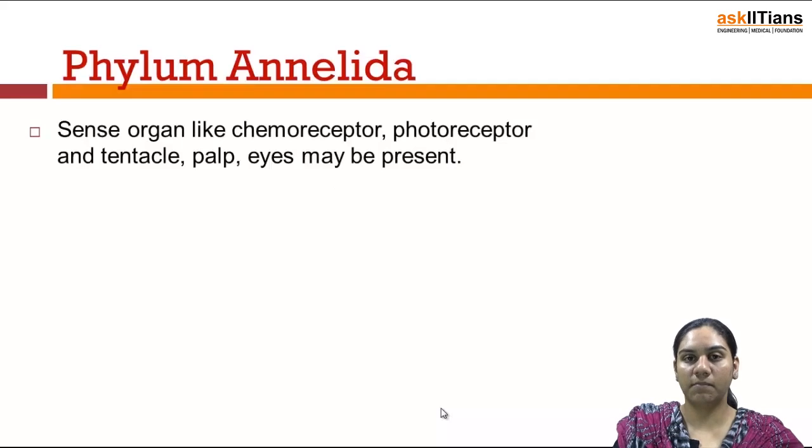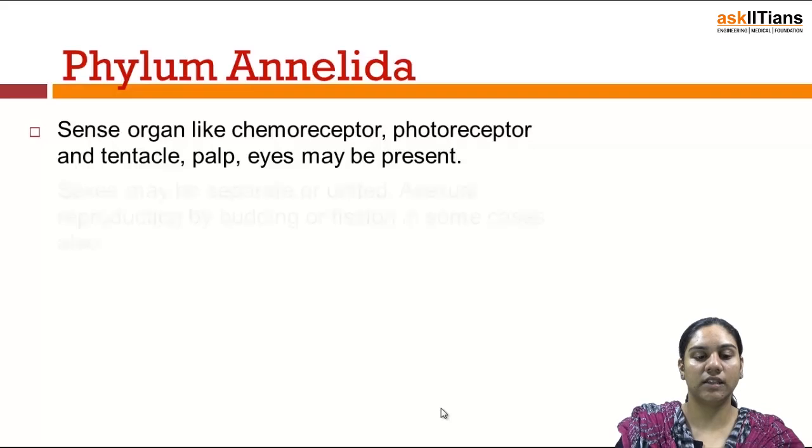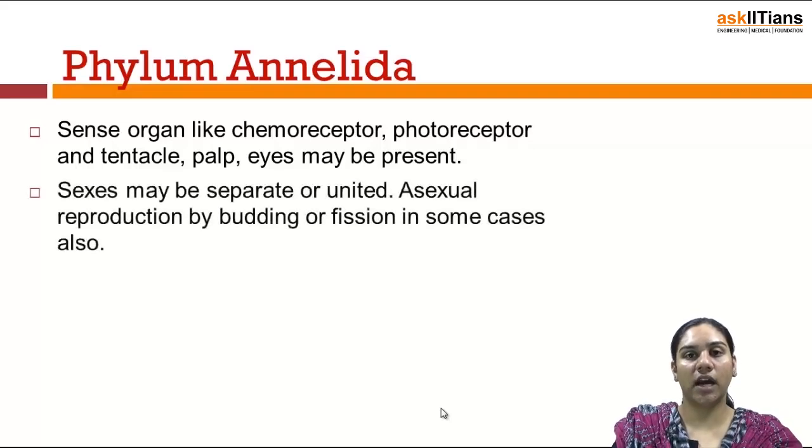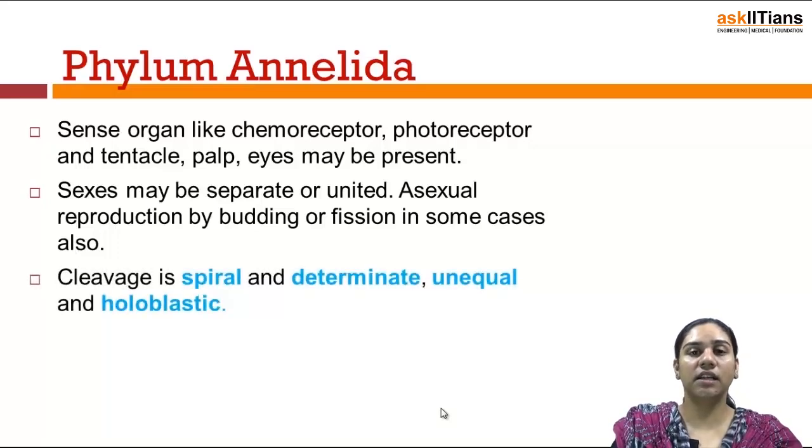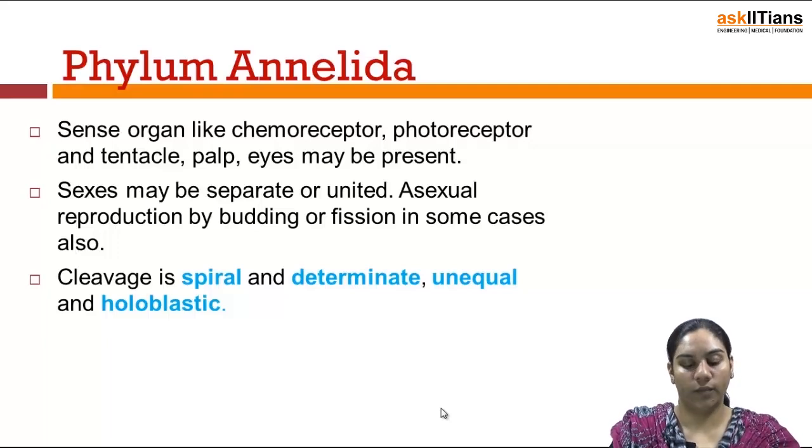Sense organs like chemoreceptors, photoreceptors, eyes, palps and tentacles may be present in these animals. Sexes may be separate or united. Separate means male and female organisms are different, and united means male and female sexual parts are found on the same animal. These annelids also perform asexual reproduction, by budding or by fission, but it is found only in some cases. The cleavage in these organisms is spiral, determinate, unequal and holoblastic.